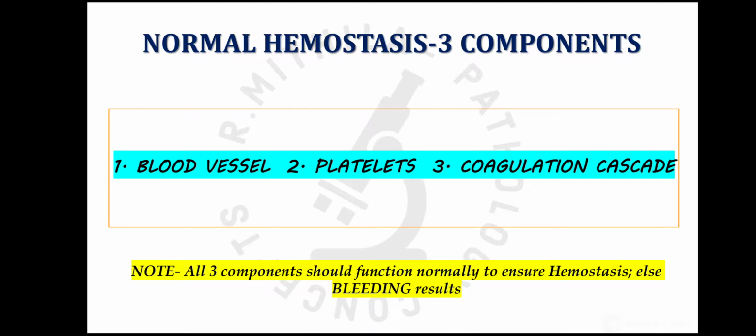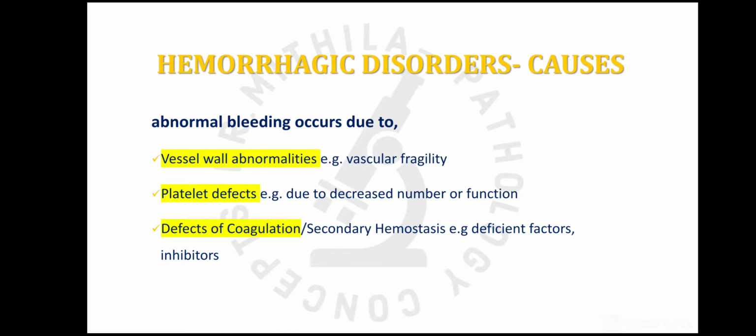First and foremost is the blood vessel, then second platelets, and coagulation cascade lastly. So all three components should function normally to ensure a proper hemostasis. If any of these components is not working properly, then bleeding will occur and leads to the hemorrhagic disorders. So what are the causes of hemorrhagic disorder?